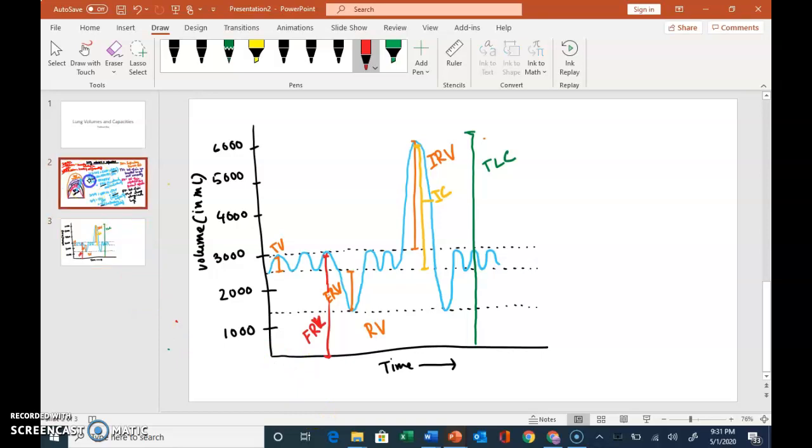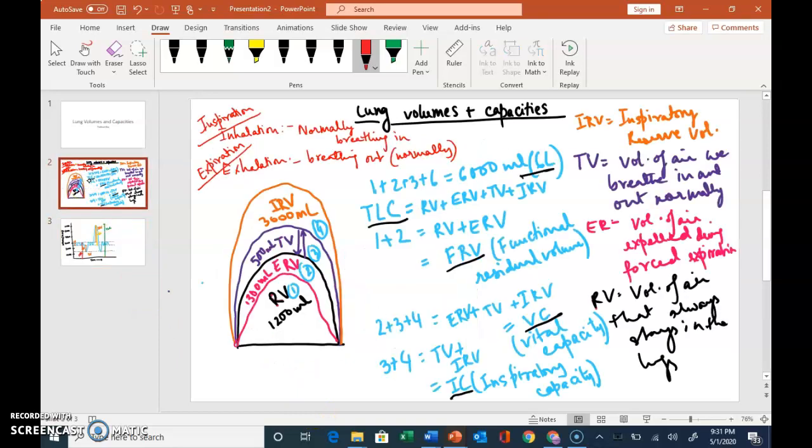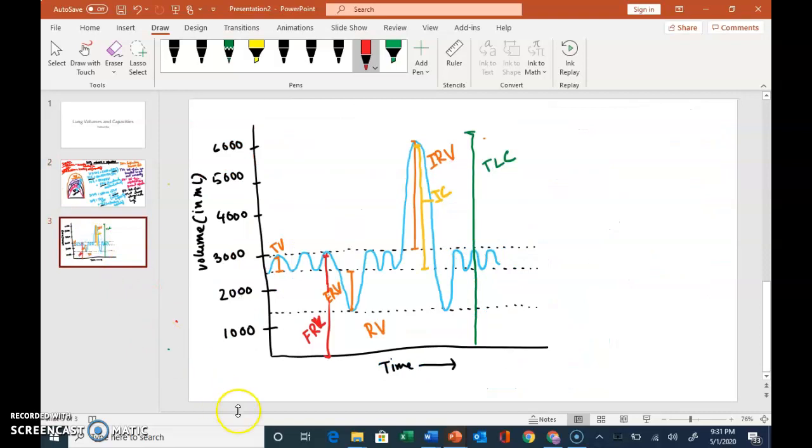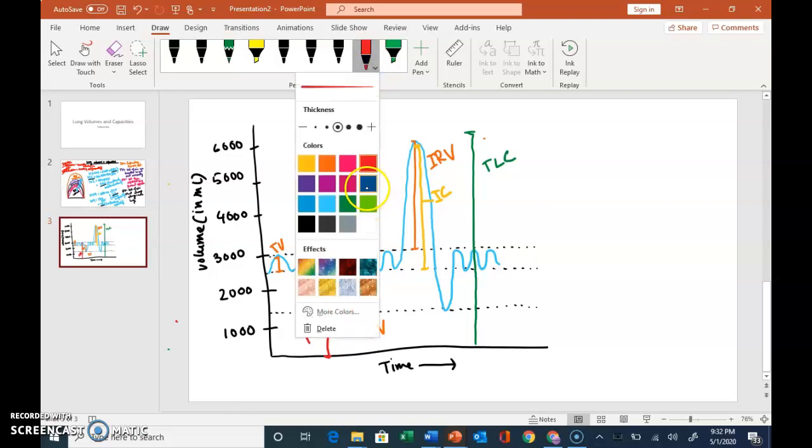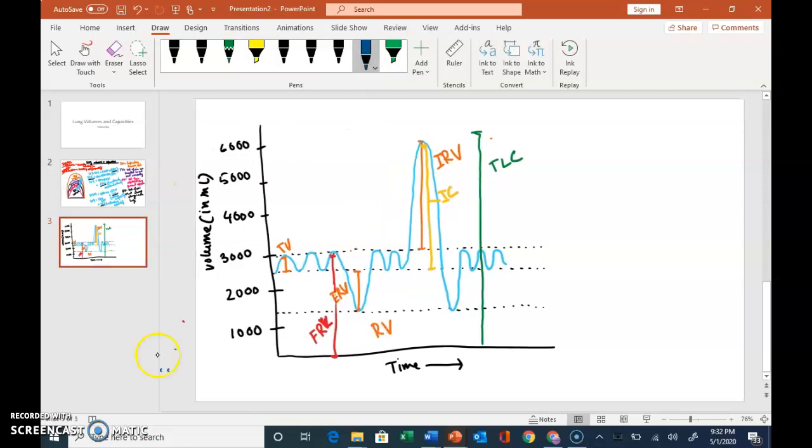What else am I missing? Vital capacity, sorry class. So if you think of all this from here, let me take a different color. If you think of here all the way to here, so essentially you are looking at ERV plus TV plus IRV. This is your vital capacity. So again, we talked about 4 capacities and 4 volumes. All right, that's the end.